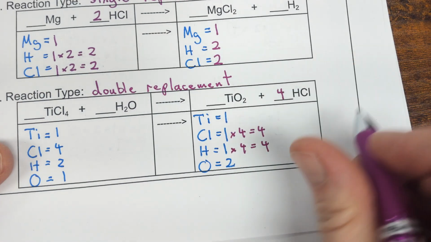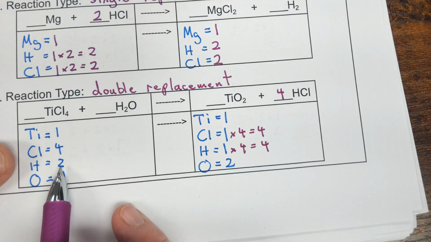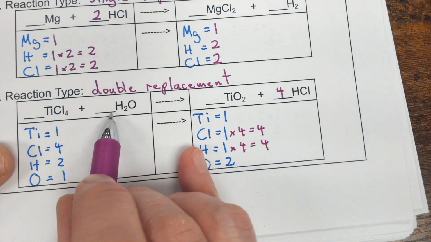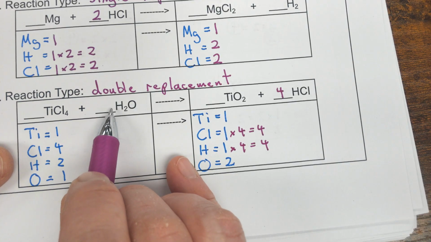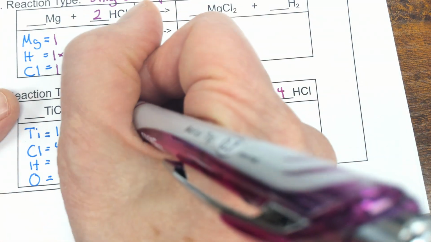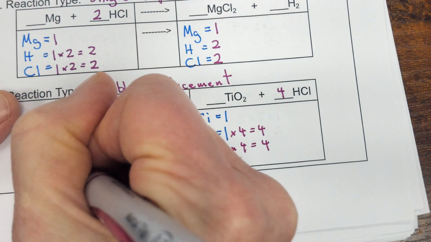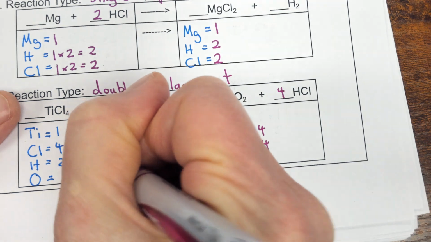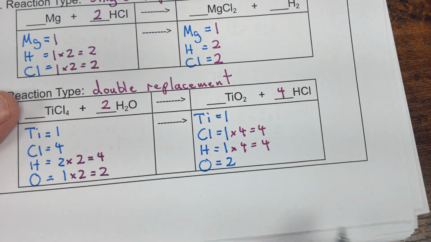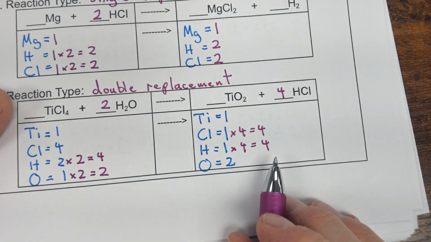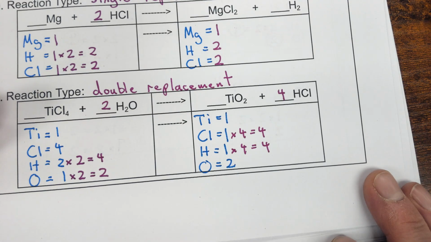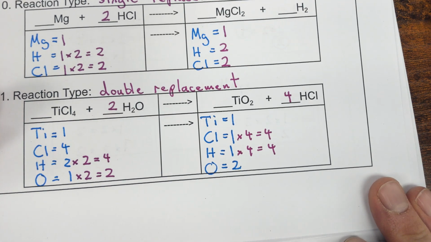All right, now I compare again, and I see that I need to increase the amount of hydrogen, so I have to put a coefficient in front of the water molecule. I'm going to put a 2 there to multiply the hydrogen by 2. And that will also multiply the oxygen by 2, which is perfect because now it will be balanced. And that's the thing. These equations are designed to be balanced. They will balance. And so you just have to follow the process.